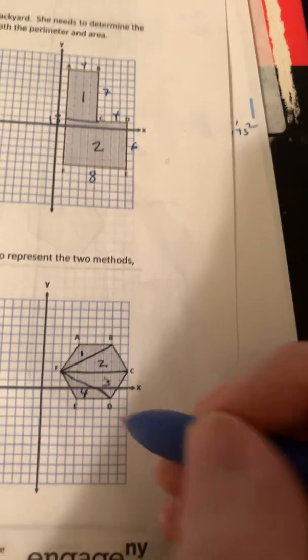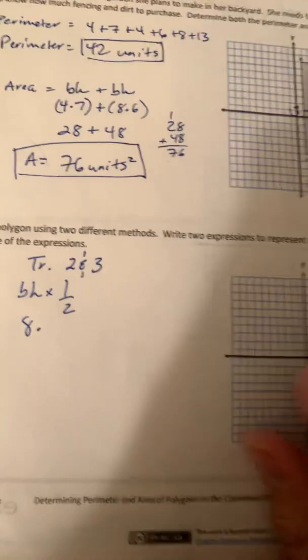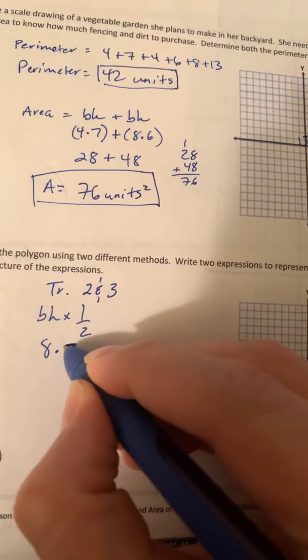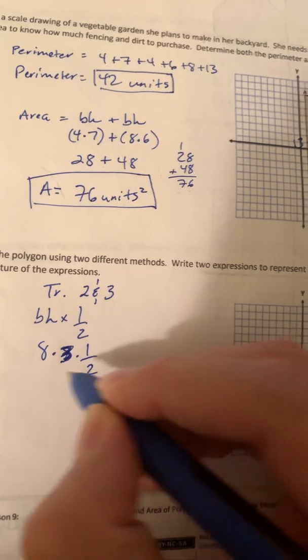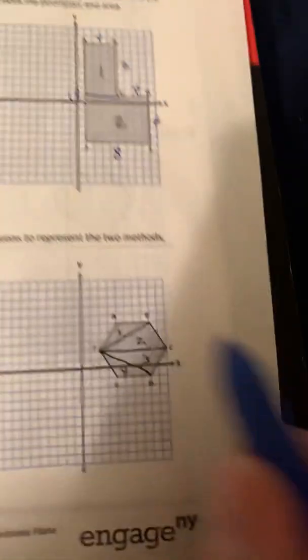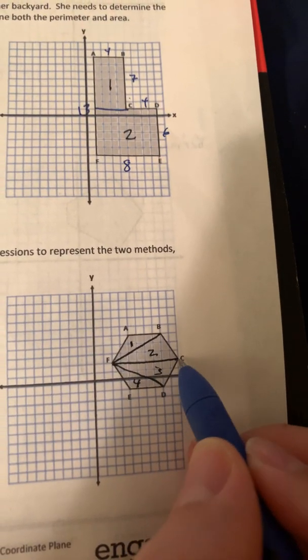1, 2, 3. Or I can start from D, count to the base. 1, 2, 3. Nice. So it's going to be 8 times 3. My bad, this is supposed to be a 3. It's base times height times 1/2. So my 8 is from F to C. 1, 2, 3, 4, 5, 6, 7, 8. And then the height 1, 2, 3.